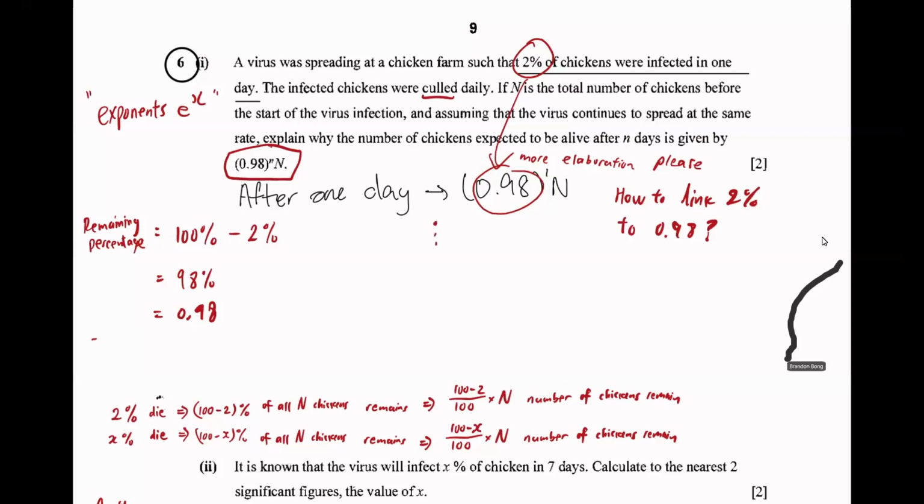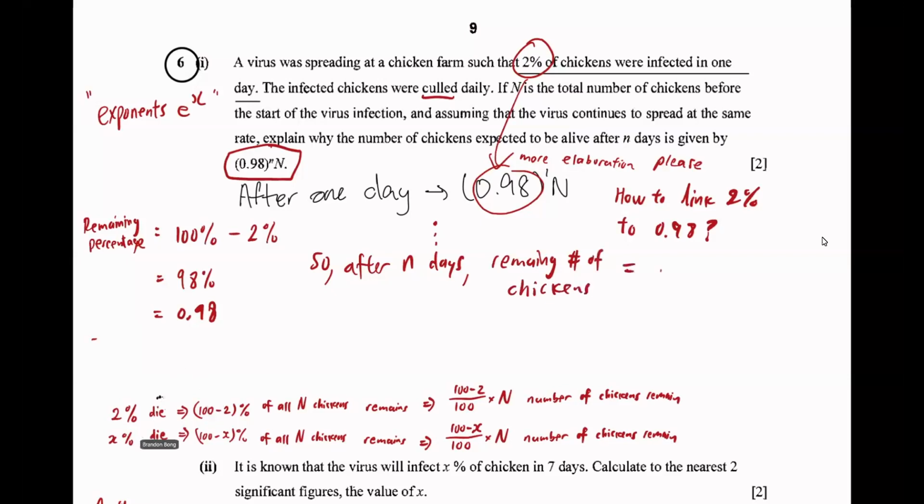So after n days, the remaining number of chickens is equal to 0.98 to the power of little n times capital N. So the 1 here changes to an n. Is that okay? Okay, good.